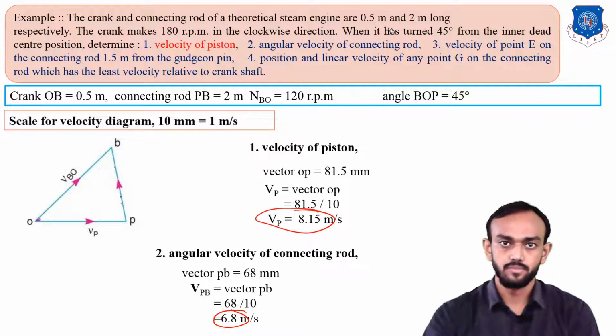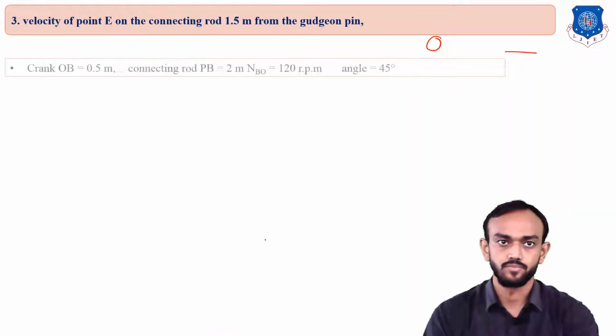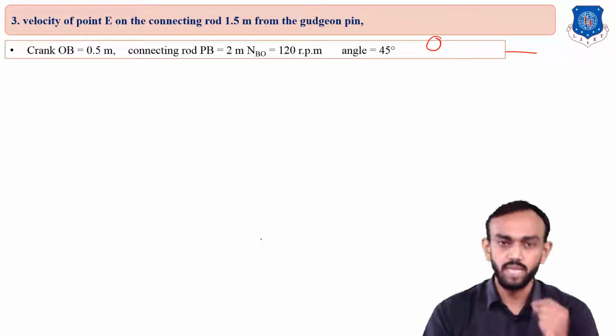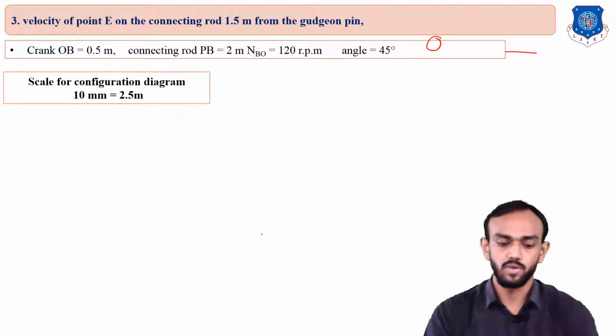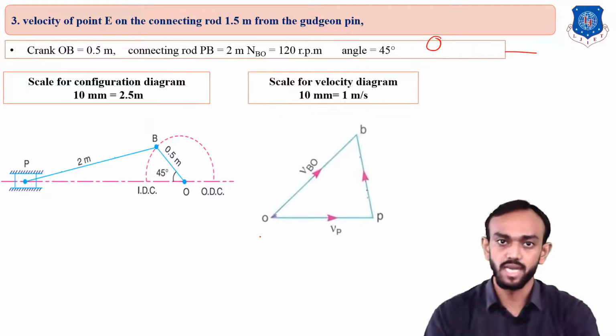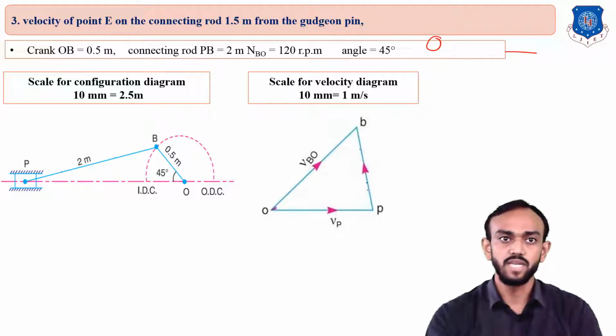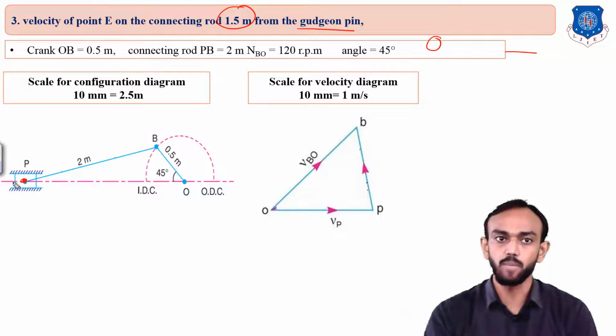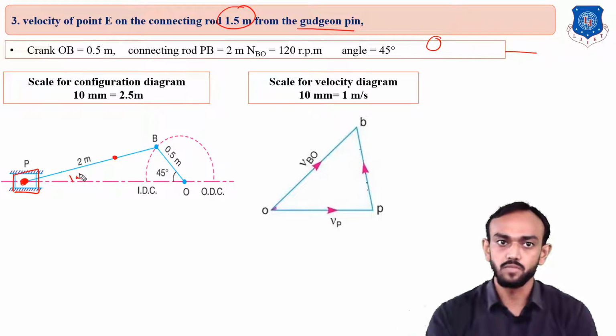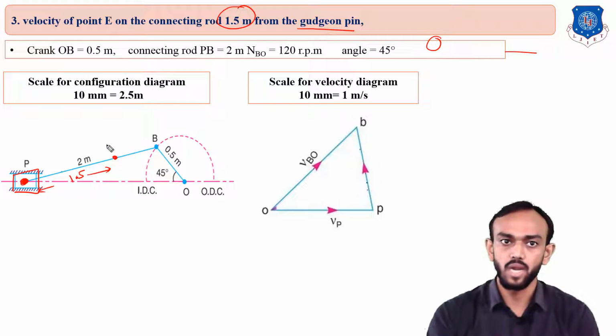Now third point, which is very important: we have to find the velocity of that point E. So let's understand first of all, we have this space diagram and this velocity diagram, and what they have said, velocity of E on connecting rod PB, 1.5 meter from the gudgeon pin. This is the pin which is used to connect this connecting rod and piston, so the gudgeon pin will be here. From this, 1.5 means around something here. So I will measure this 1.5 meter and put some point here like E.